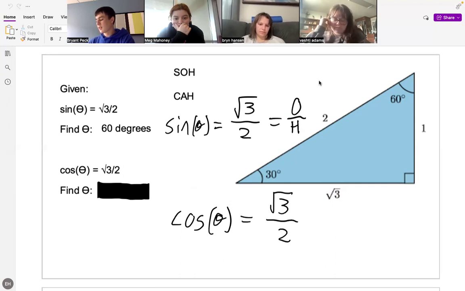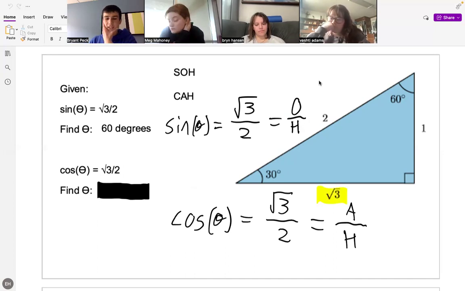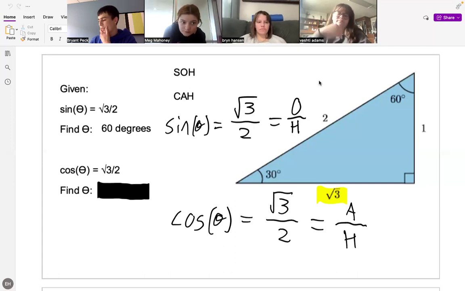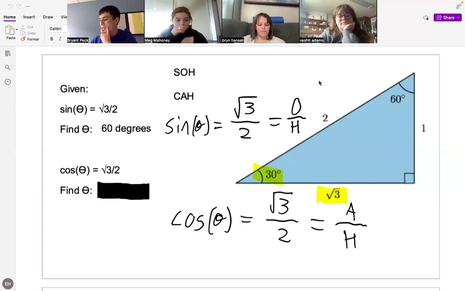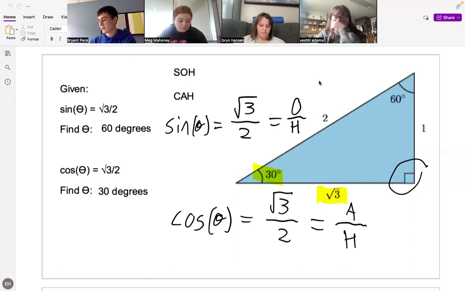And cosine of theta is what over hypotenuse? Adjacent. Right, so if we're looking at square root of 3 again, which angle is adjacent to square root of 3? 30 degrees. 30 degrees, that's right. And like we mentioned earlier, 90 degrees is also adjacent, but we don't want to use the right angle. So cosine of theta, when it equals square root of 3 over 2, is going to be 30 degrees. Good.